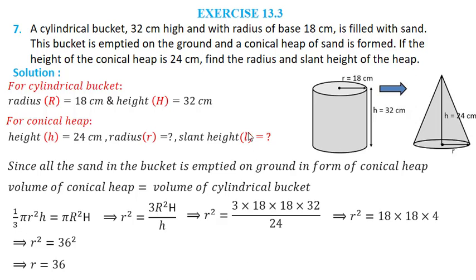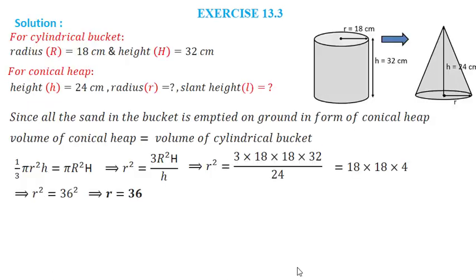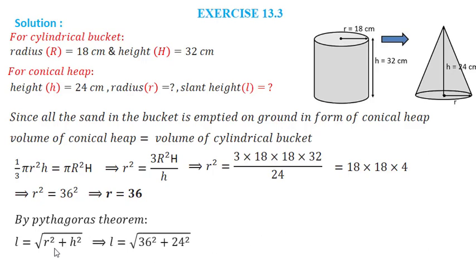So we have got radius, we have got height. Now we can find slant height using Pythagoras theorem. So by Pythagoras theorem we will say that L is equal to root of r square plus h square. Let us put respective values of r and h. Value of r is 36, value of h is 24. So I have L is equal to square root of 36 square is 1296 and 24 square is 576. I will get square root of 1872.